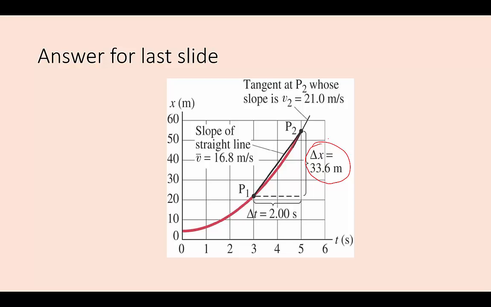Part B asks you to determine the average velocity during this time interval. Well, the average velocity is the slope of the line that connects P1 and P2, and we can determine that to be 16.8 meters per second. And then finally, part C asks to determine the magnitude of the instantaneous velocity at t equals 5. Well, the instantaneous velocity at t equals 5 is the tangent at P2, and we find that out to be 21.0 meters per second by using the slope of the tangent line there.